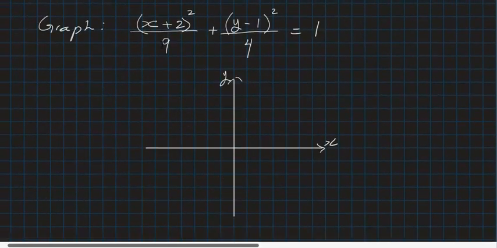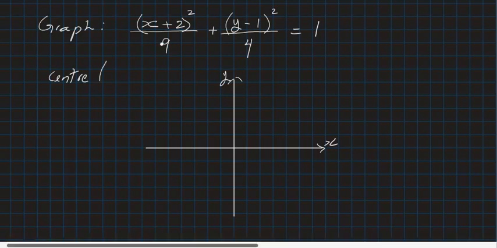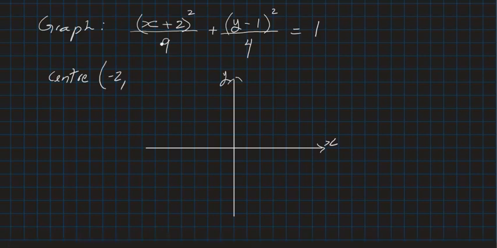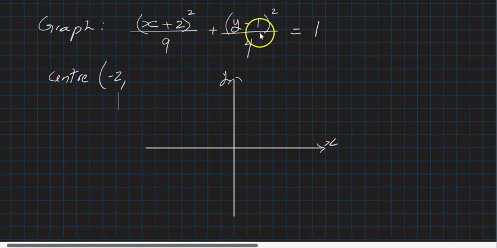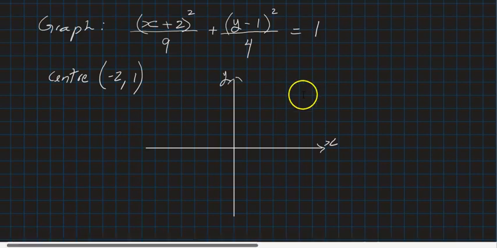But so the opposite: x plus 2 means the center is negative 2, and then for y, the y minus 1, the center will remain as positive 1. So basically it's the opposite of the sign of the values that you see inside of the bracket.